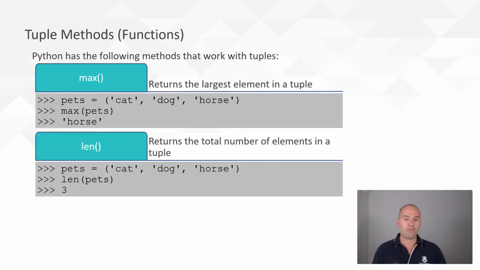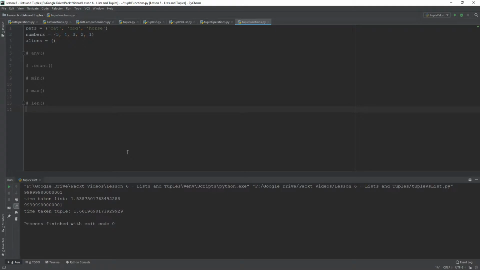Length returns the number of elements that are inside a tuple, so that pets tuple has 3 elements, so length of pets is 3. Alright, let's have a look at these tuple methods in code. In this video, we're going to have a look at methods that can be used with tuples. Namely, we're going to look at any, .count, min, max, and length.